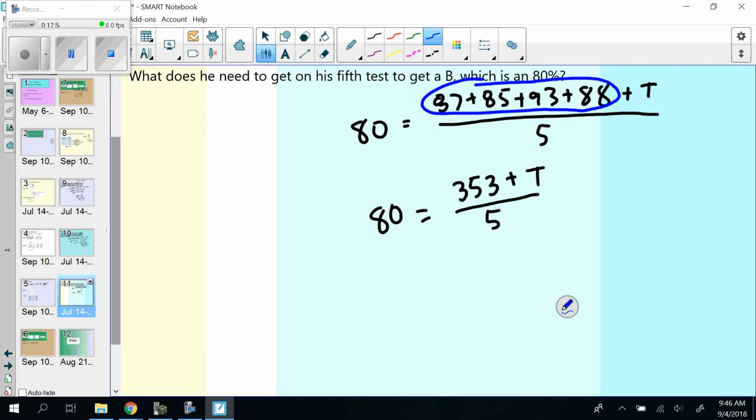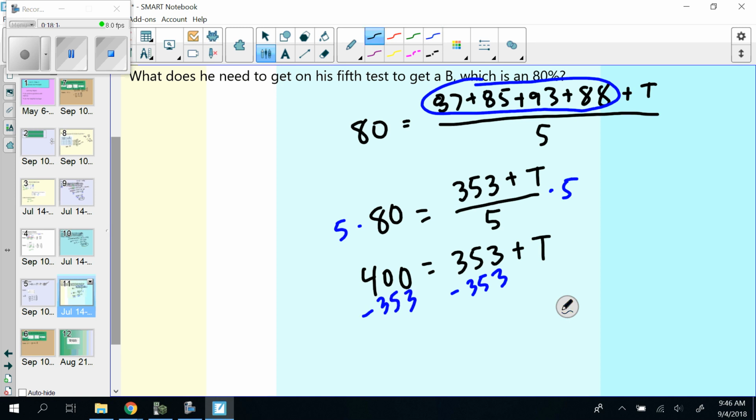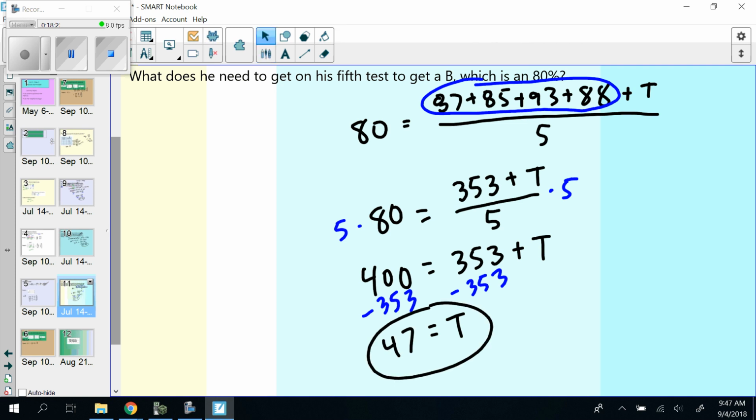We got to get rid of this dividing, so let's times both sides by 5. Multiplying by 5, there's 400 points available. So far, he's gotten 353. Last thing then, subtract, and you can find out what they need on that last test. So it looks like the last test he's got to get a 47 or higher, which shouldn't be too hard, hopefully, looking at the other test scores. Okay, try some of these now on your own.